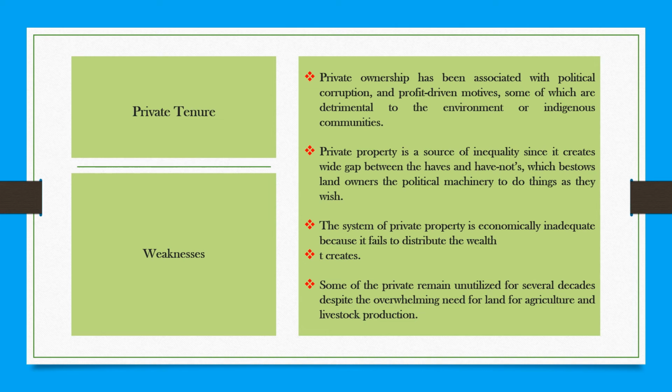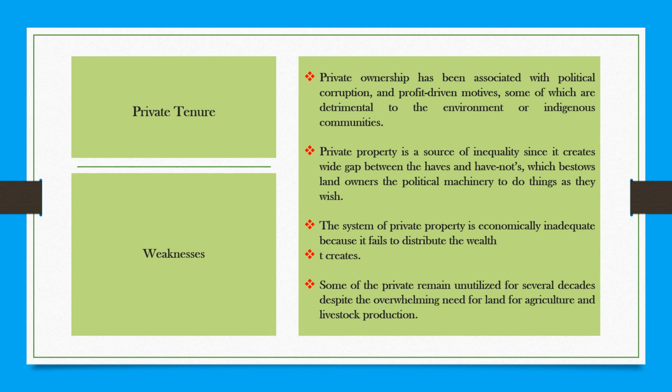This system also has certain weaknesses. One is that private ownership has been associated with political corruption and profit-driven motives, some of which are detrimental to the environment or indigenous communities. Quite clearly, when we look around, for instance, in Kenya, the biggest private landowners are in one way or the other politicians, and much of the land that they own, they got through the influence of their political offices.